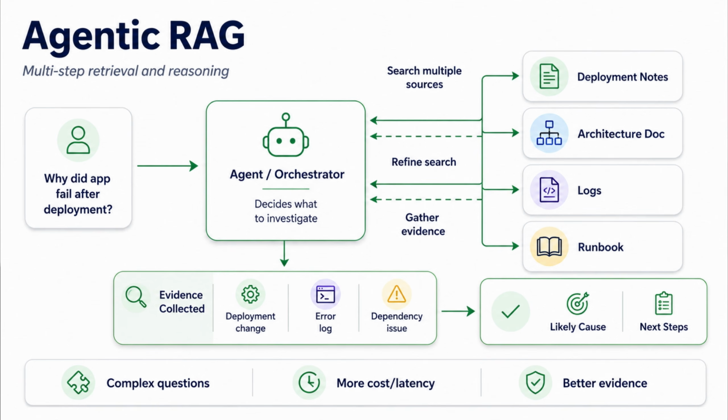But we should also be practical. Agentic RAG can add more latency, more cost, and more operational complexity because the agent may perform multiple searches and tool calls before answering. So we do not need agentic RAG for every use case. For simple questions, normal RAG may be enough. For complex troubleshooting, investigation, or multi-source questions, agentic RAG can be very powerful.